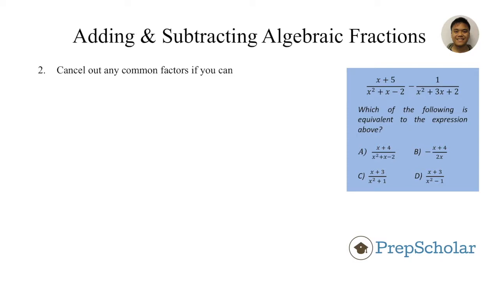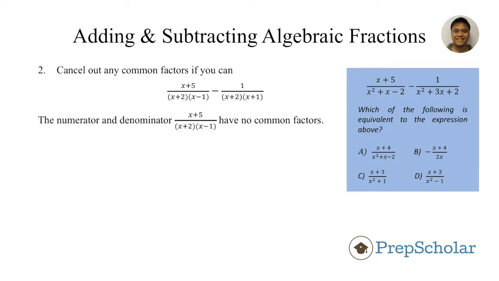Now we're going to cancel out any common factors that we can find in each of the fractions. So here's what we had. The numerator and the denominator of the first fraction have no common factors. The same with the second fraction. So actually we can just skip this step entirely, and it's always nice if we don't have to do work.